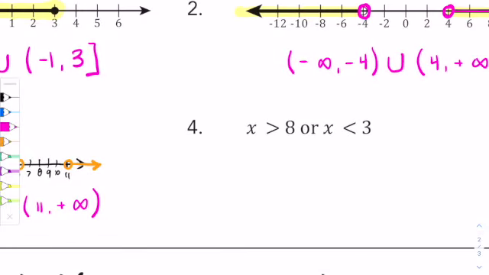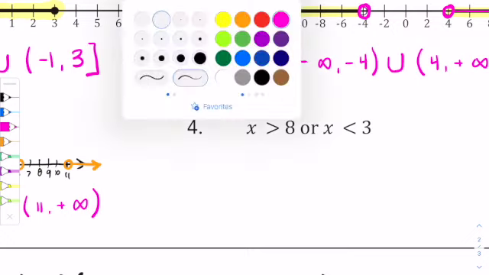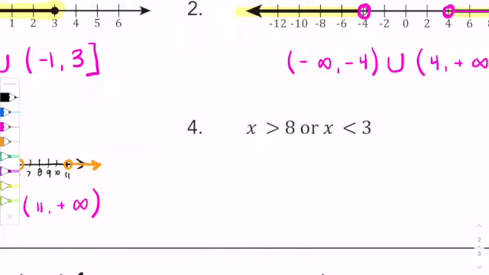And the last example says that x can be greater than 8 or x is less than 3. So we're going to need a union on this one. Make sure when you do this, you notice that 3 is actually smaller than 8. So I gave you these two numbers in the wrong order if you were writing in interval notation. So be mindful, make sure you always have that smallest number first.